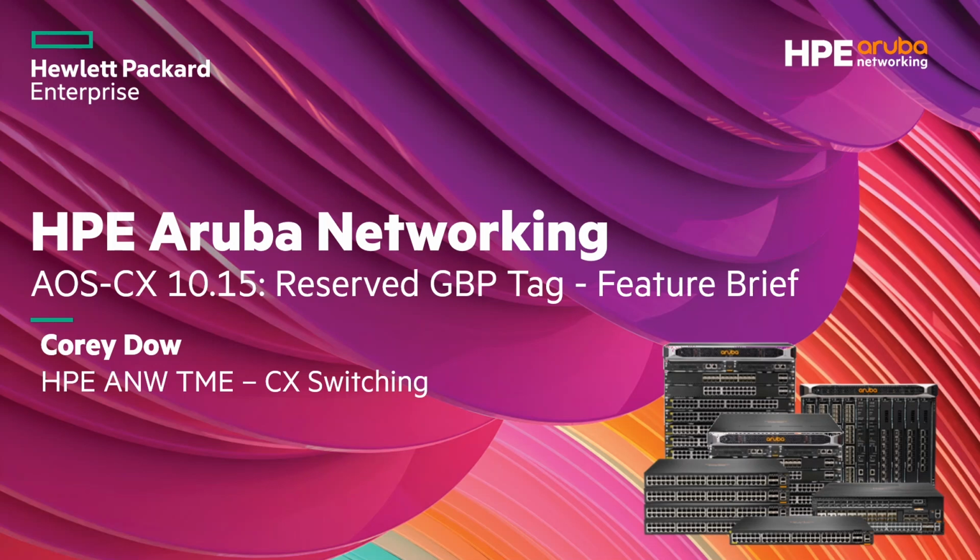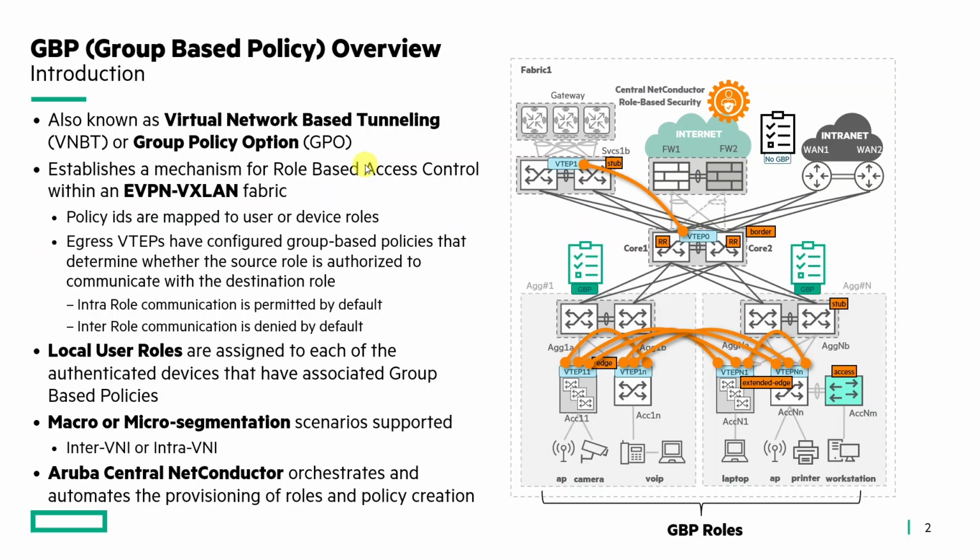Today we're going to cover a feature brief update for the reserved GBP tag feature with AOS-CX release 10.15. Before we begin, let's give a brief overview of group-based policy, or GBP. The solution is also known as virtual network-based tunneling, or group policy option. It establishes a mechanism for RBAC within an EVPN VXLAN fabric.